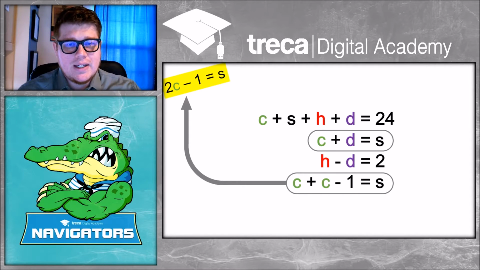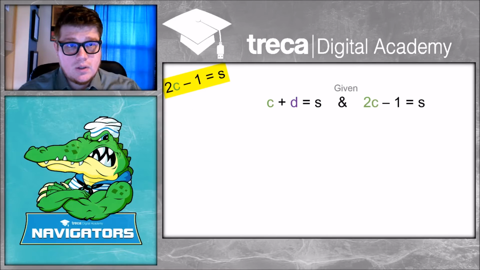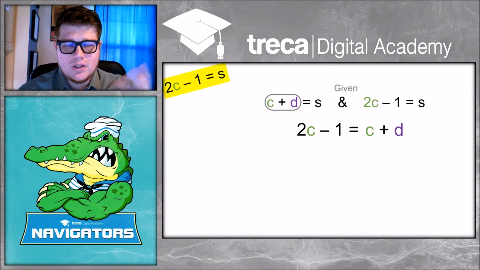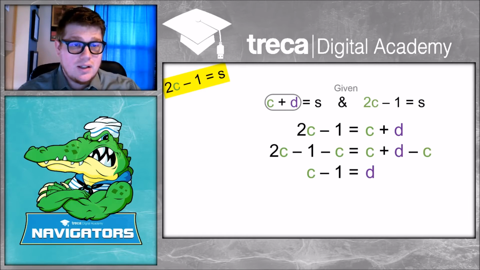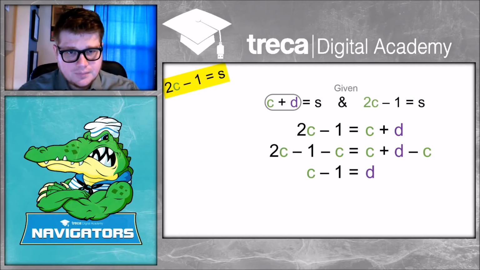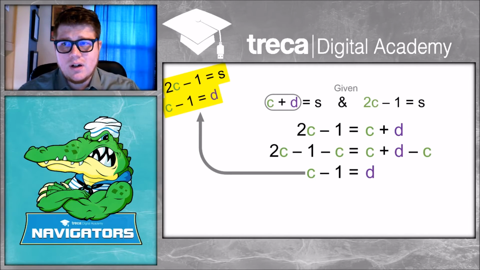The next thing I'm looking at is the diamond equation. Clubs plus diamond equals spades. And I know I can swap out that spades for 2C minus 1. So given these two equations, we start with 2C minus 1 equals spades. I know spades is equal to clubs plus diamonds, so we can subtract a club from both sides. 2 clubs minus 1 minus a club gives us 1 club minus 1. Club plus diamond minus club is diamond. And so diamonds are clubs minus 1. They're 1 less than whatever the club's value is.